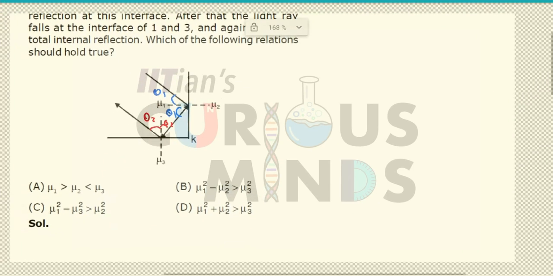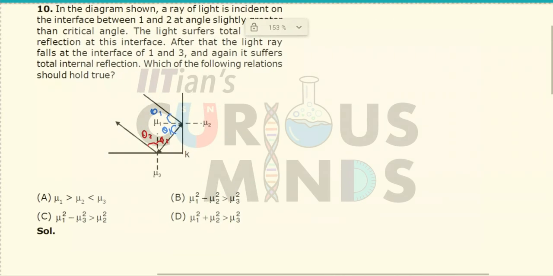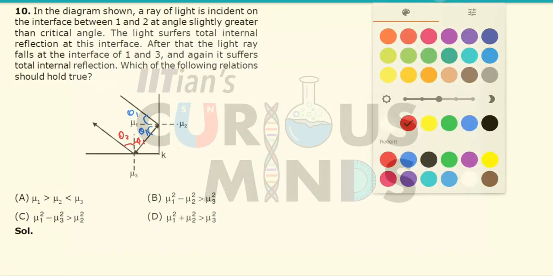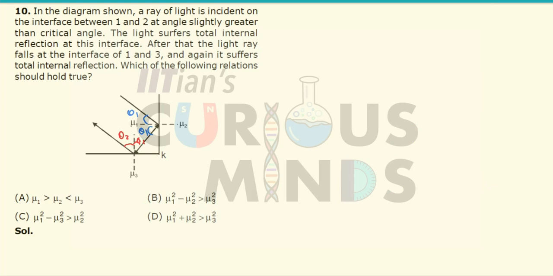Since the angle of incidence is equal to the angle of reflection, it is given in the diagram that the ray is incident on the interface between 1 and 2 at an angle slightly greater than the critical angle. So I can say that theta 1 is slightly greater than the critical angle, theta c. So sin theta 1 will be greater than sin theta c.